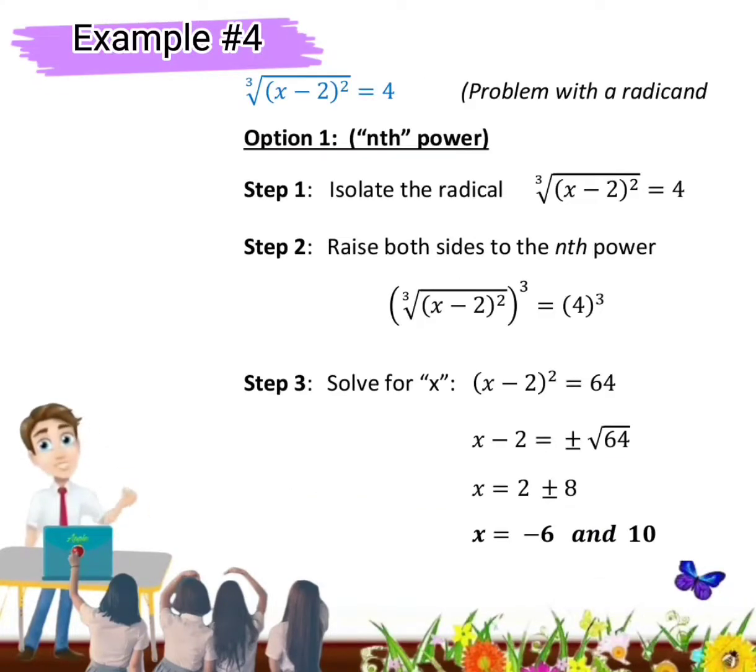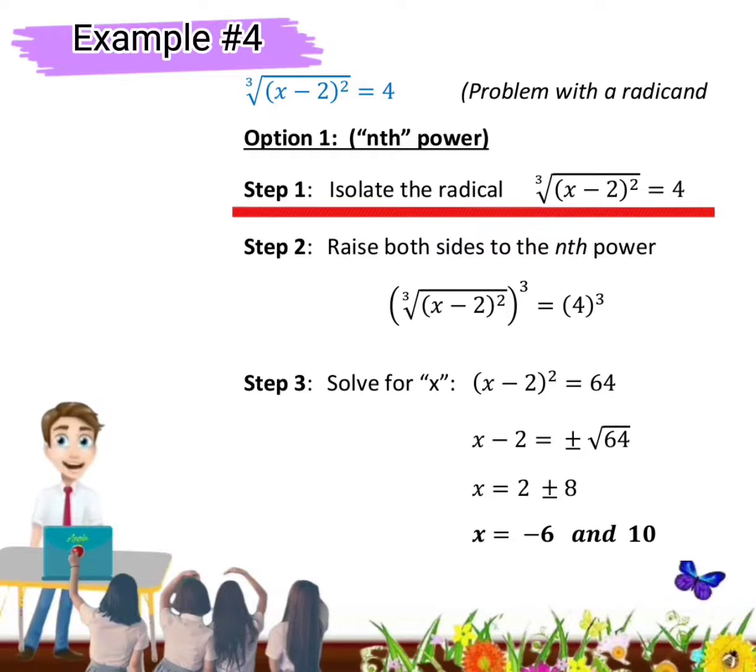In example number 4, we have here a single radicand in the given radical equation, but in the radicand we have an exponent, so it was raised to an exponent. However, the process of solving this type of problem is just similar to the way we solved in our previous lesson, and the first step is to isolate the radical. However, it is already done, so there is no need to isolate the radical.